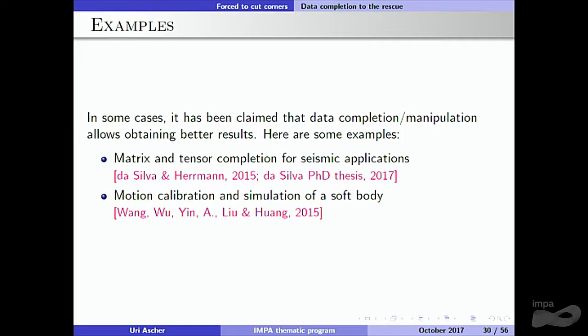There's a thesis by Kurt da Silva from only a few months ago in which their papers are described. They use tensor completion. It actually leads to some pretty fancy mathematics, in fact, doing this completion.